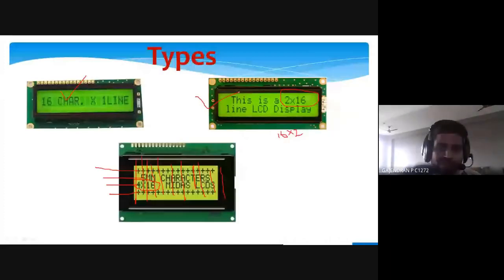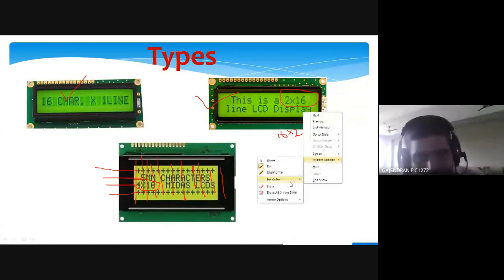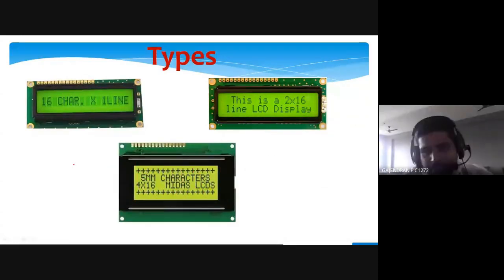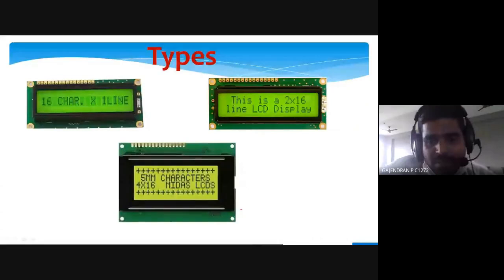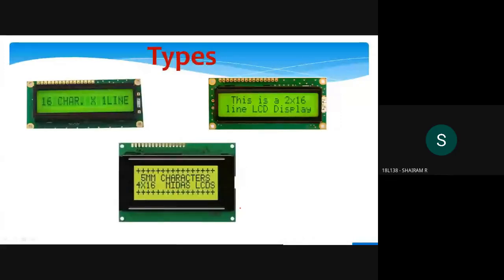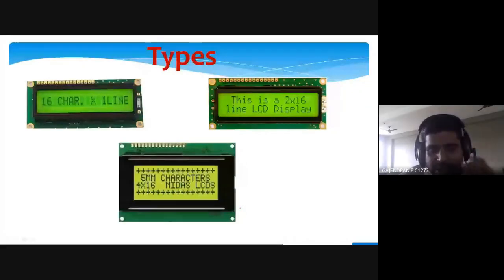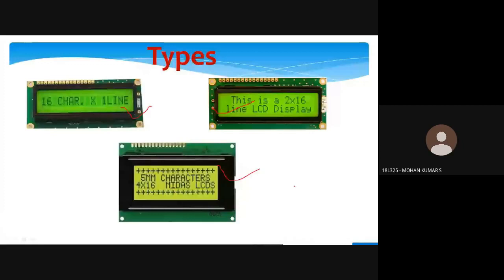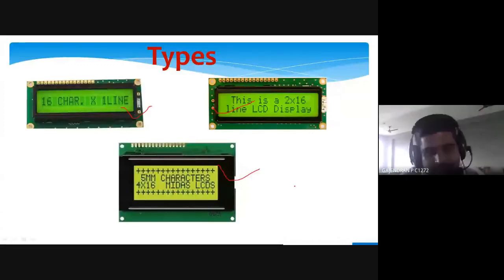Which display unit will I prefer? Can anyone unmute and answer? I want to print Ohm's law statement in my LCD. Which display unit will you prefer? Alphanumeric, okay, then 16 cross 1 or 2 or 4, which one will you choose? 16 cross 4, very good.